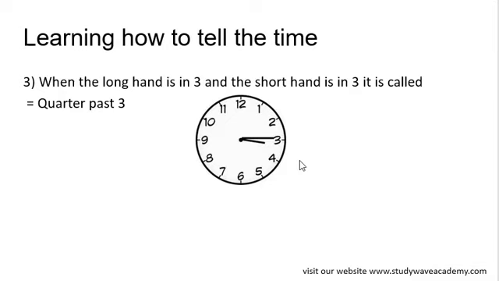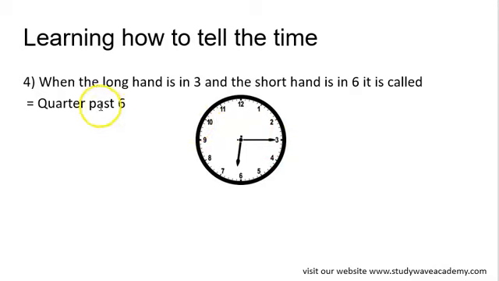We're going to do it together, okay? Here we have, when the long hand is in 3 and the short hand is in 6, it is called what? The long hand is at 3 and the short hand is at 6.